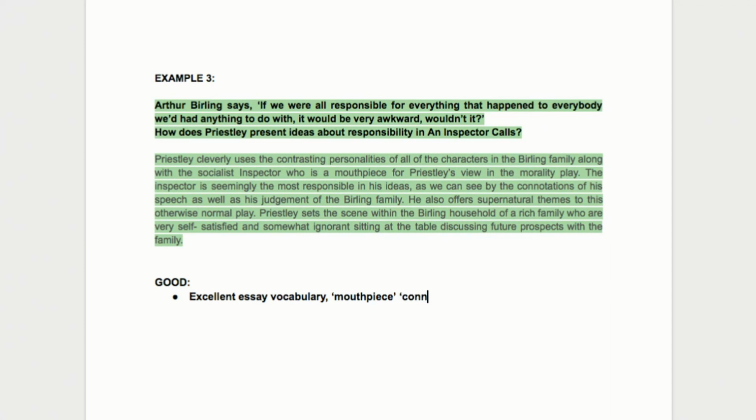It uses words like connotation, so it's not scared to use these big literary words, and it uses them correctly. Connotations of his speech. He uses the idea of themes. It talks about scene, so it's really focused on the fact that this is a play. It doesn't say setting. So it doesn't feel like they don't know that it's a play and it might be a novel. It's definitely a play, and the student is talking about elements of the play in particular.